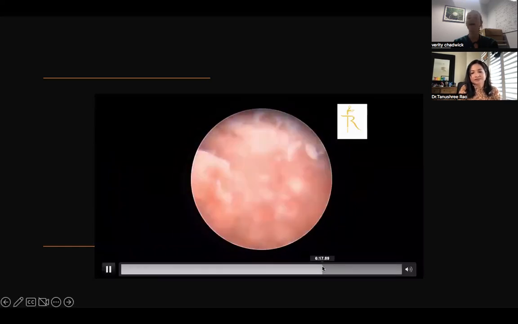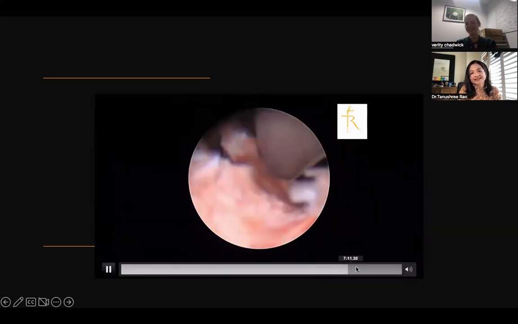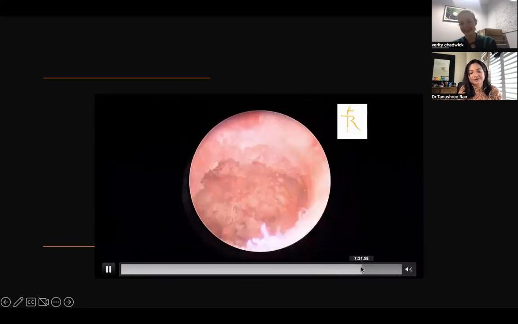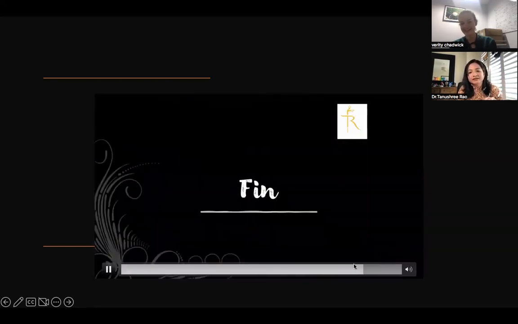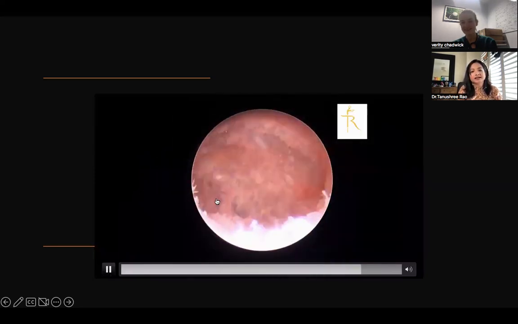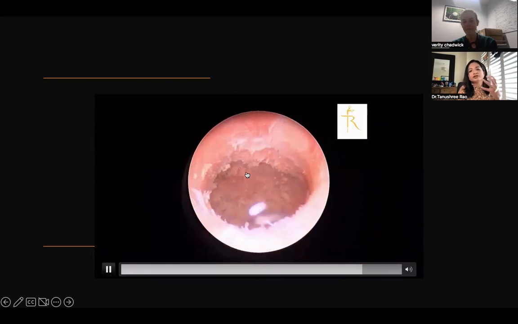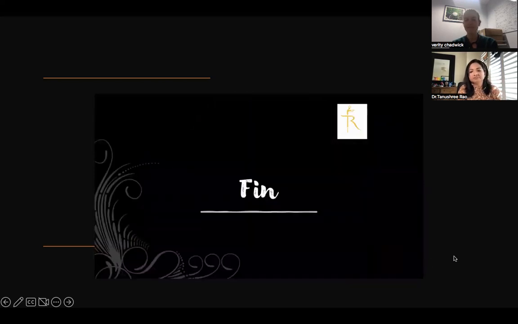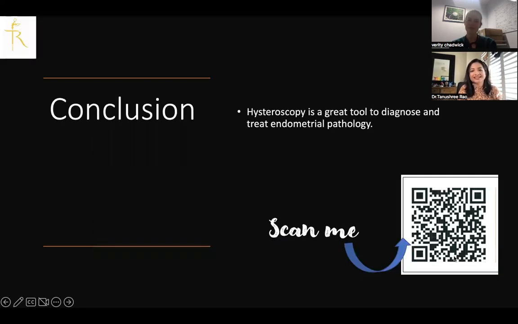Oh, geez, okay, that's quite a bit. I'll just drag it towards the end. Sorry, I don't have the patient's watches. Okay, so that's the final picture. So the cavity was almost empty. All of this is as much as we could restore the normal anatomy, and that was it for her. All right.